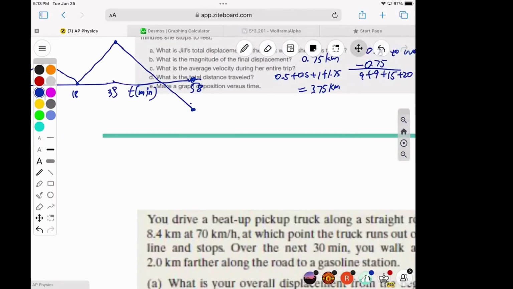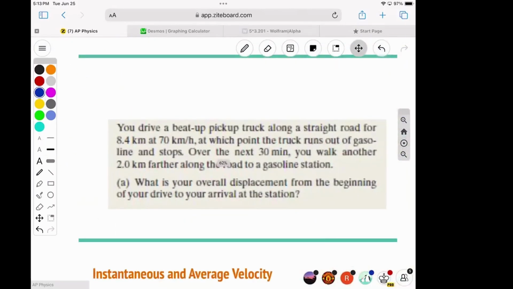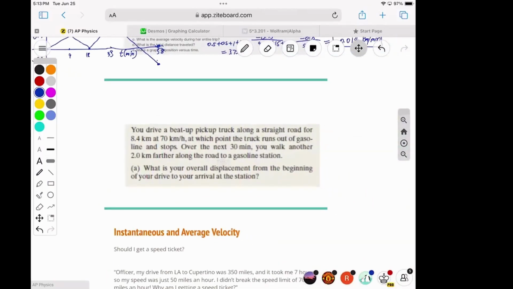All right, cool. So that's that. Let's try another one. You drive a beat-up pickup truck along a straight road for 8.4 kilometers at 7 kilometers an hour, at which point the truck turns, runs out of gas, and stops. Over the next 30 minutes, you walk another 2 kilometers further along the road to a gas station. What is your overall displacement from the beginning of the drive to your arrival at the station?